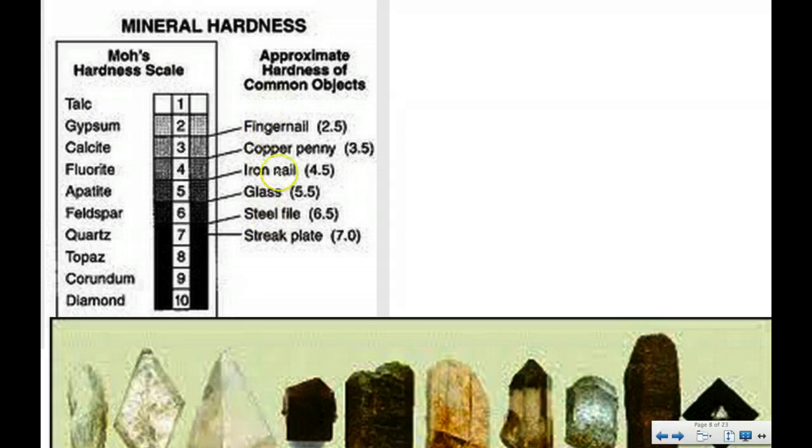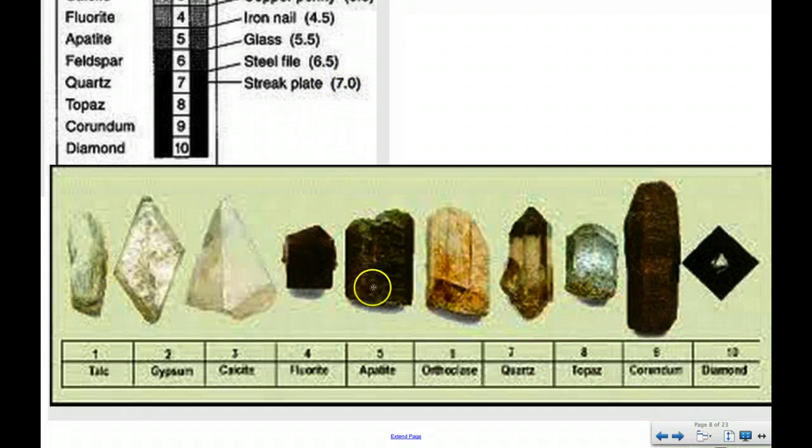Here are some common things. Your fingernail is at a 2.5, so we use that as a way. If you can scratch something with your fingernail, you know that your fingernail is harder than it. So it would be talc or gypsum or something in a 1 or 2 range. We can use a penny because it's a 3.5, or an iron nail, a steel file, or a streak plate is at a 7. So here are those common minerals, and we will use those in the lab.